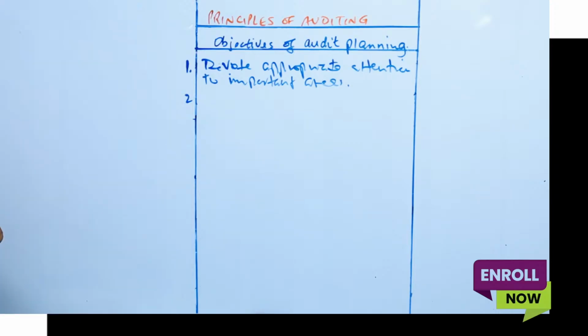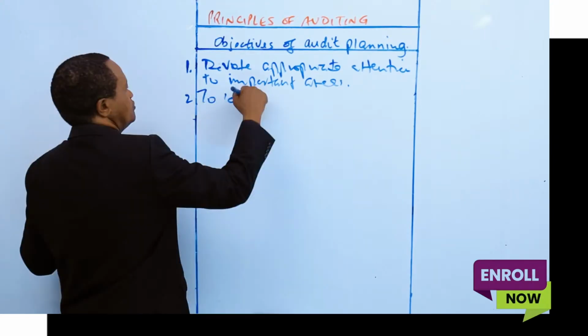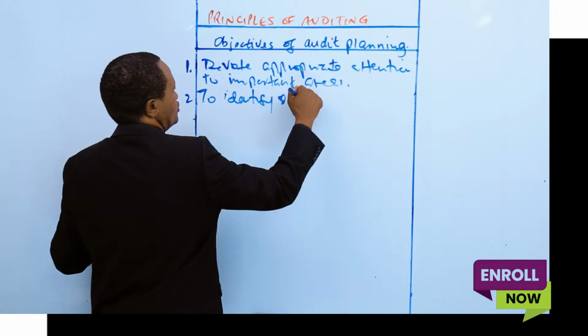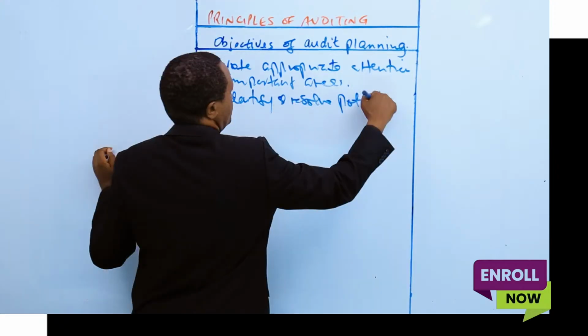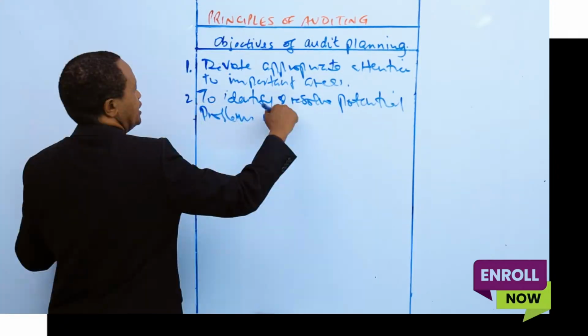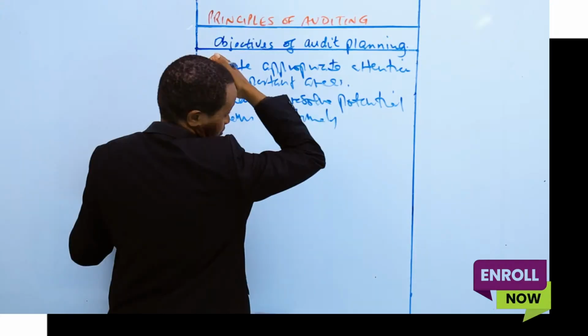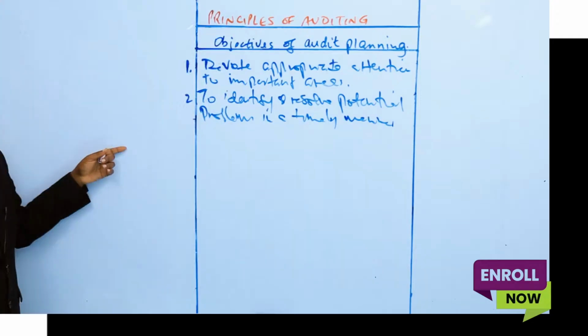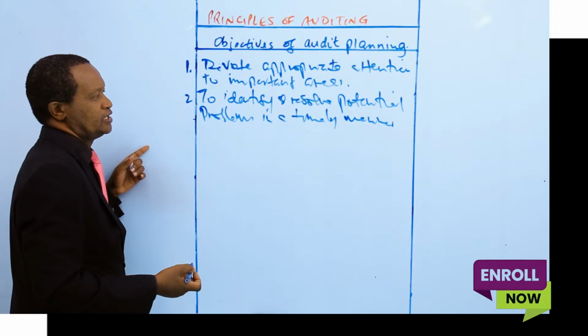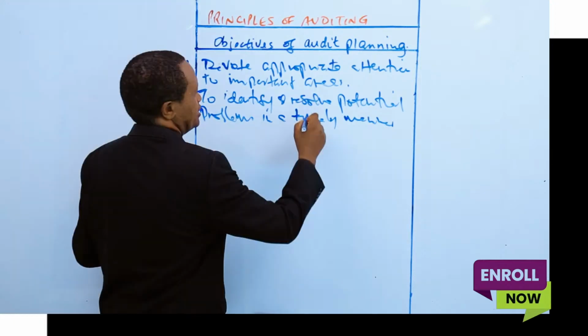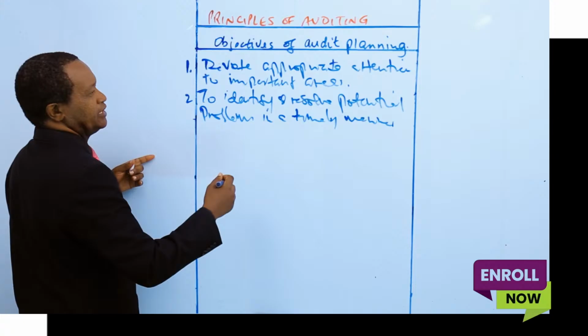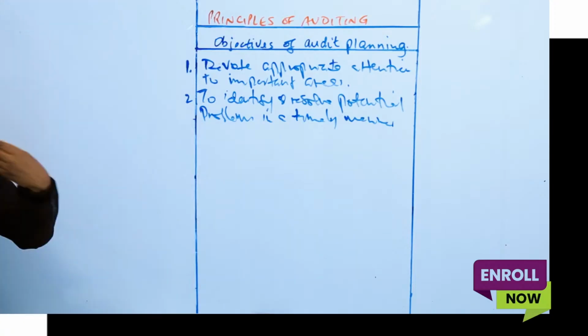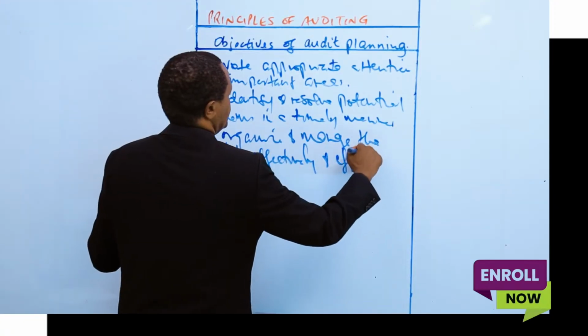The second objective is to identify and resolve potential problems in a timely manner. The second objective of audit planning is to identify and resolve potential problems on a timely basis.